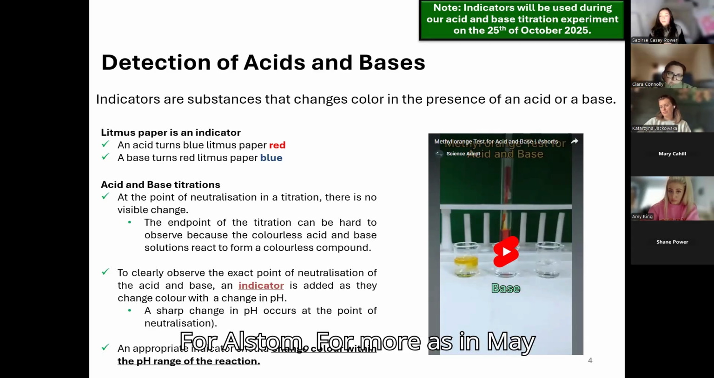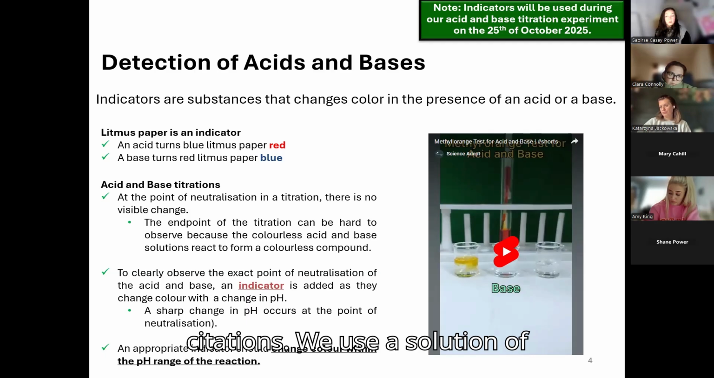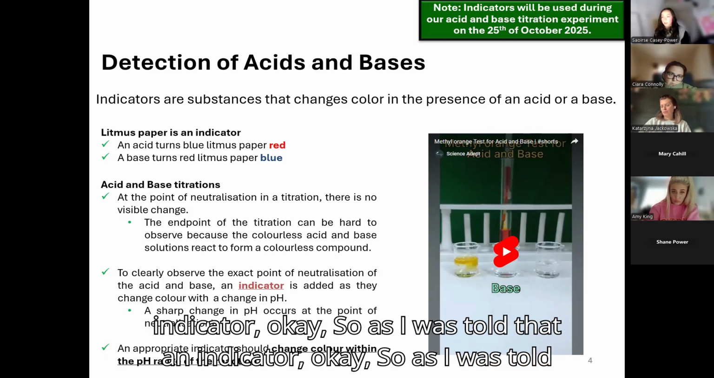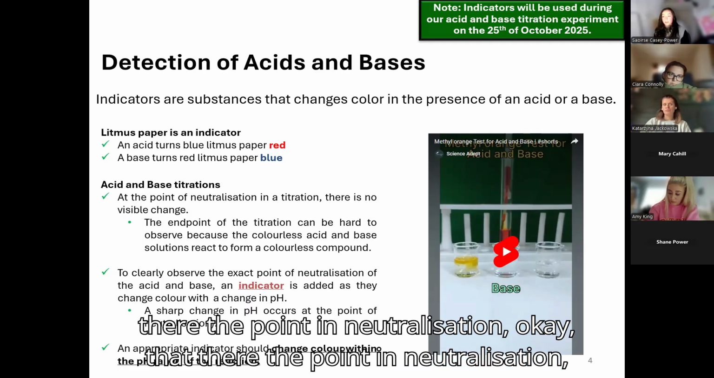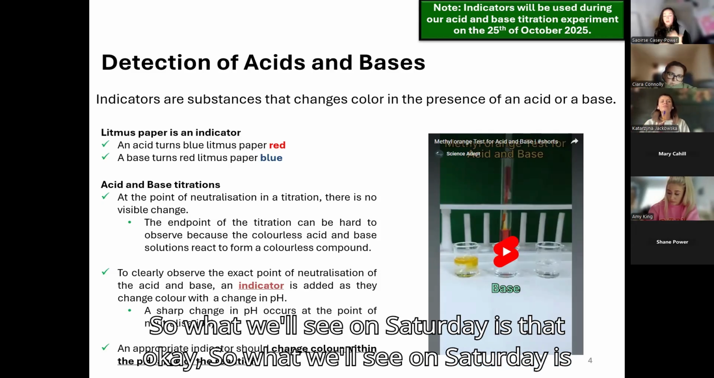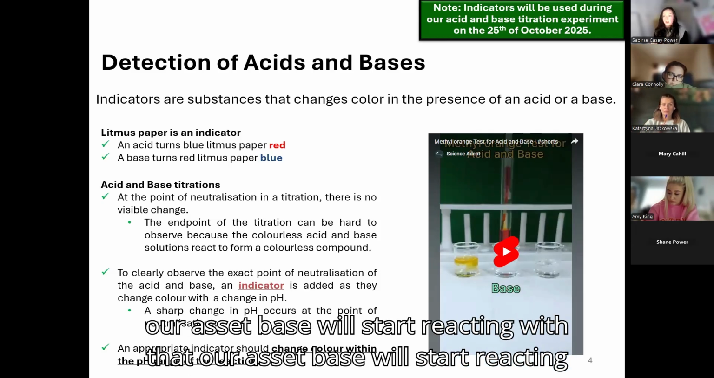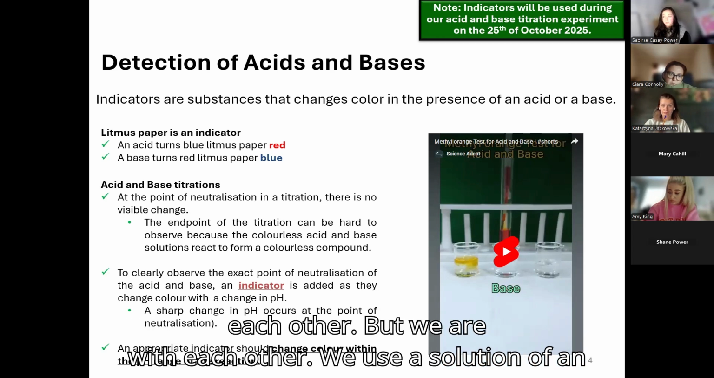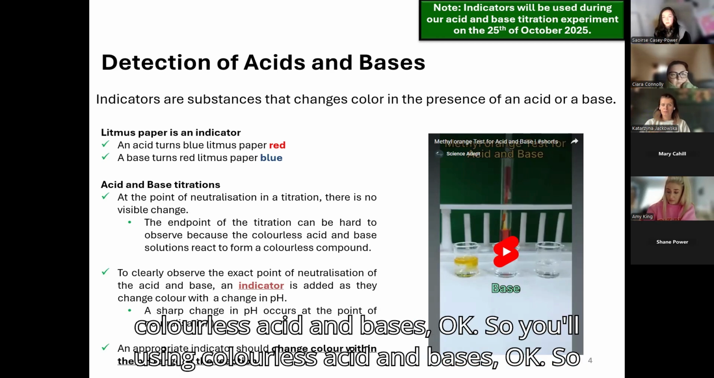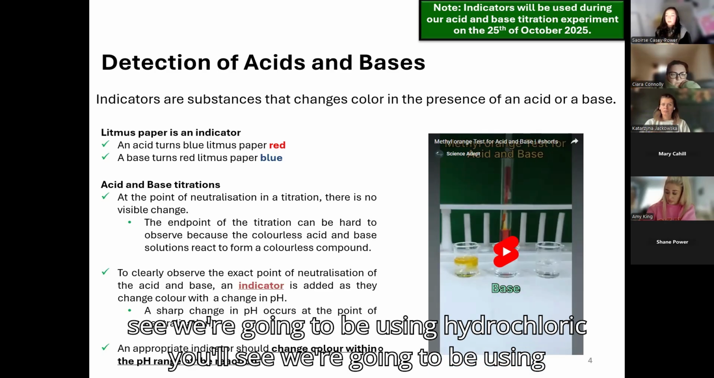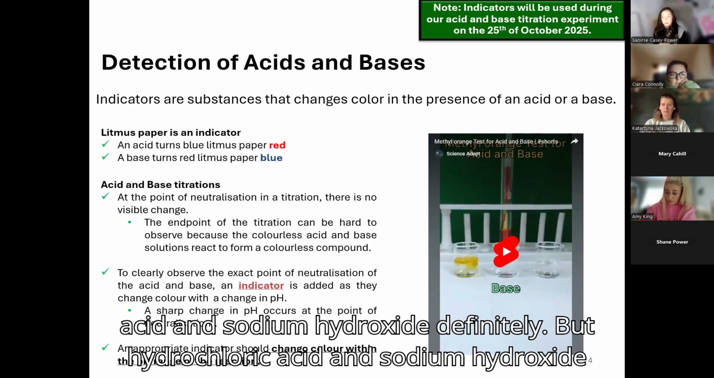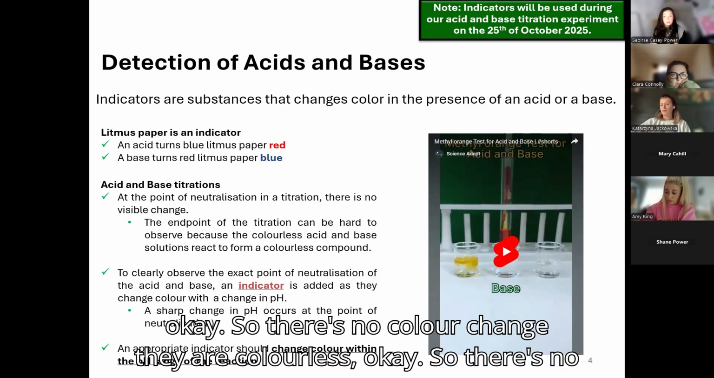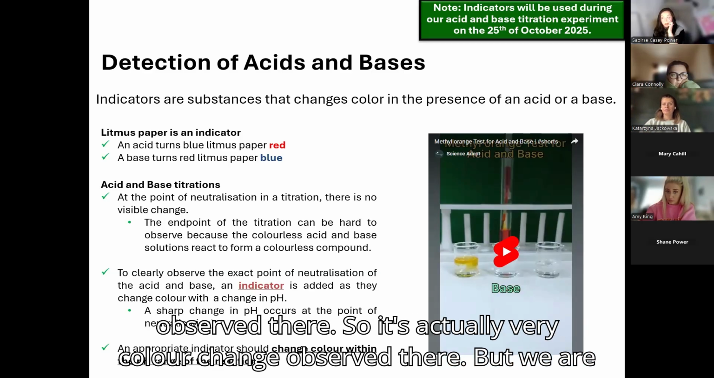For us then, for acid and base titrations, we use a solution of an indicator. So as I was talking about, the point of neutralization. What we'll see on Saturday is that our acid and base will start reacting with each other. But we are using colorless acids and bases. We're going to be using hydrochloric acid and sodium hydroxide, but they are colorless, so there's no color change observed there.